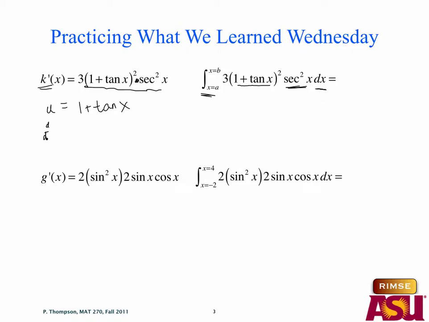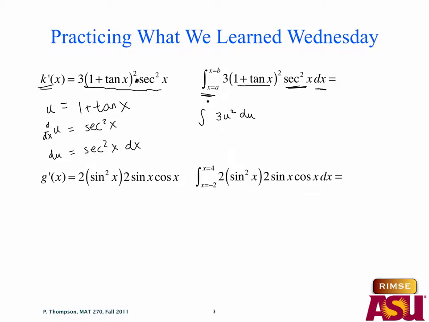Because if I take its derivative with respect to x, I get secant squared of x, right? And so that means that little changes in u are going to correspond to secant squared x times little changes in x. So if I come over here and I try to rewrite this integral in terms of u, I've got the integral of 3u squared du. Pretty sweet, right?